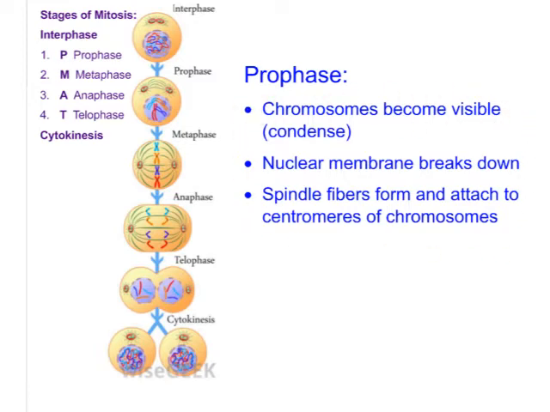When we begin the prophase segment of mitosis, these are the things that happen. The chromosomes actually become visible. They condense. So when we're in interphase, the chromosomes kind of look like this. They're not very distinguishable. But as we enter prophase, we start to actually be able to see individual chromosomes because they condense. In prophase, the nuclear membrane breaks down, and spindle fibers form and attach to the centromeres of the chromosomes. So right here are some spindle fibers. They're beginning to form between these centrioles, if the organism has centrioles. These are the three things that happen in prophase.